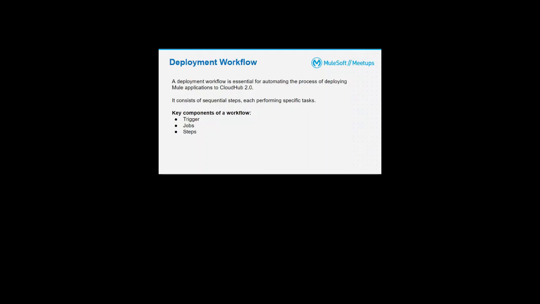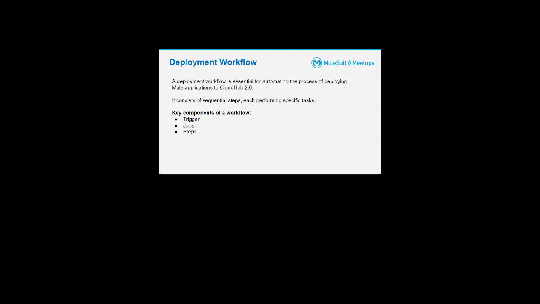Workflows are triggered by specific events, as I mentioned before, such as a push to the repository, a pull request, or any scheduled intervals. Then we have jobs. A workflow consists of one or more jobs, each representing a unit of work to be performed. Jobs can run in parallel or sequentially based on the workflow configuration.